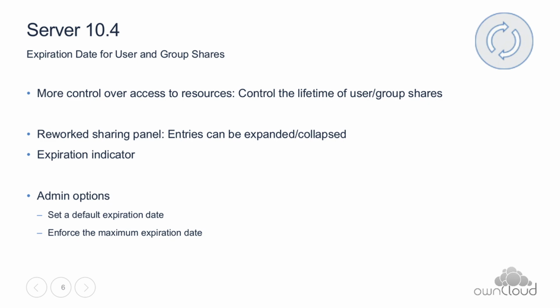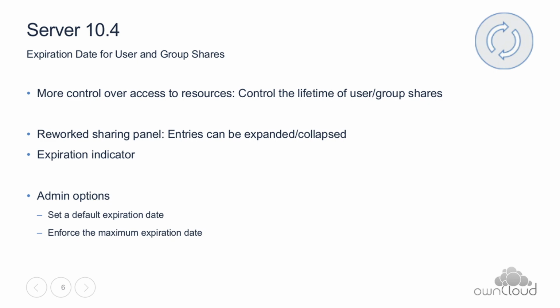And the first feature I want to introduce is the expiration date for user and group shares. This is actually, for those who are familiar with ownCloud, nothing really new because we already have this feature in public links. So this is about giving users more control over access to resources when they're sharing, by controlling the lifetime of user and group shares by setting a date where a share will automatically expire.